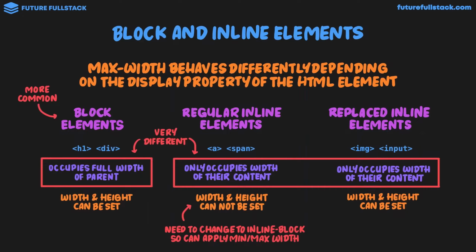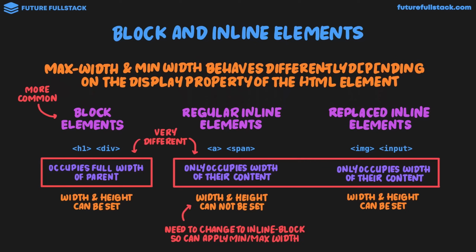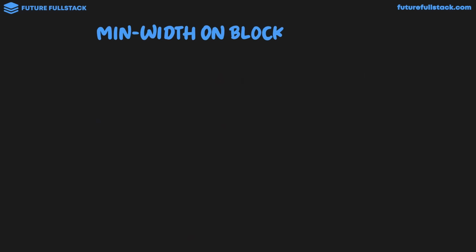I also just want to bring up this slide we saw previously, where we saw max width behaves differently depending on the display property of the HTML element, that is, whether it's a block element or inline element, and it's the same thing for min width. So let's update this orange sentence to now say max width and min width behave differently depending on the display property of the HTML element. So let's first take a look at min width on block elements.